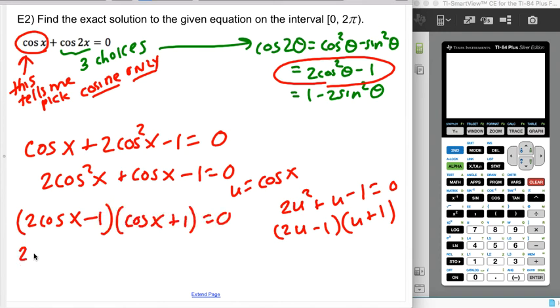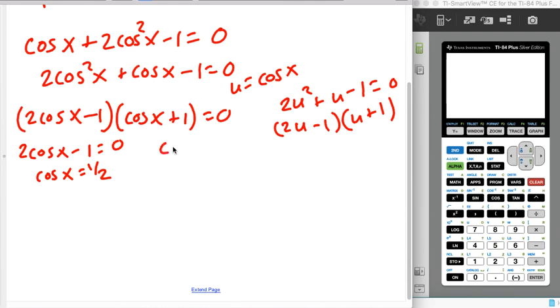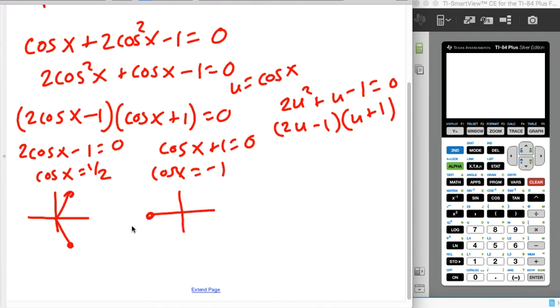So either 2 cosine of x minus 1 is 0, meaning cosine of x is a 1/2, or cosine of x plus 1 is 0, meaning cosine of x is a -1. Well, cosine is a half. It's the x on the unit circle here and here. And cosine is a -1 right here. So my answers are going to be pi over 3, 5 pi over 3, and pi.